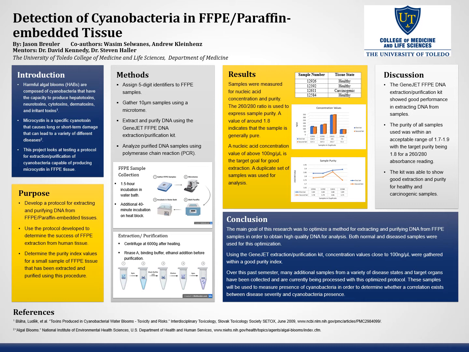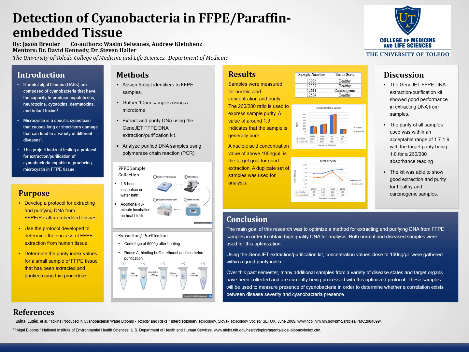Looking at the data from all samples collected, it was concluded that the GeneJet FFPE DNA extraction and purification kit showed good performance in extracting the DNA samples. The purity of all samples was within an acceptable range of 1.7 to 1.9 for the 260/280 absorbance rating. Additionally, a majority of the concentration values were above 100 nanograms per microliter, except for one healthy sample labeled 12584 that showed values in the 70 range. Taking this data into consideration, the main goal of this research was accomplished: to optimize a method for extracting and purifying DNA from FFPE tissue samples in order to obtain high-quality DNA for analysis.